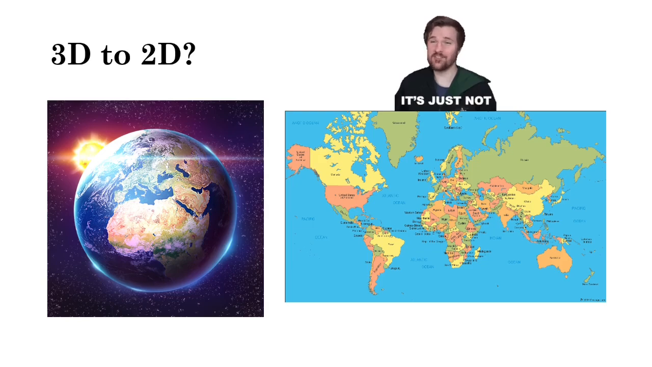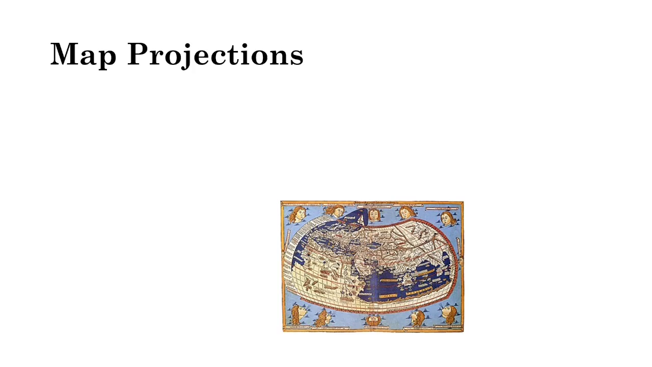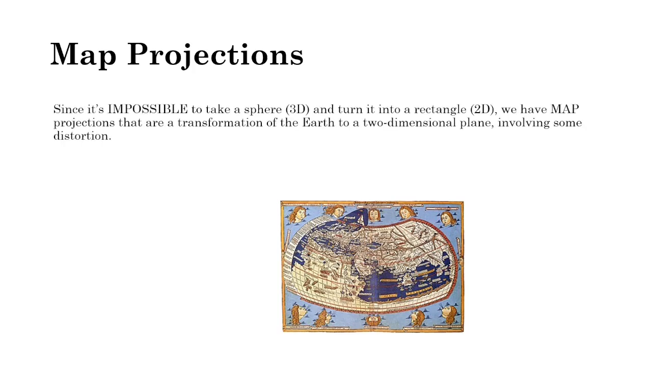And maps are 2D. It's like a piece of paper. Well, a piece of paper is technically 3D, but if you print out something, the picture's 2D. Okay? You can't take something that's 3D and make it 2D without having some kind of distortion. You're going to mess something up. Because if I undo the sphere, if I basically pull it apart and try to lay it flat, it's not going to look like a rectangle. It's not going to look like a flat sheet of paper here. Okay? So as a result, we have map projections. So it's impossible to take a sphere and turn it into a rectangle.